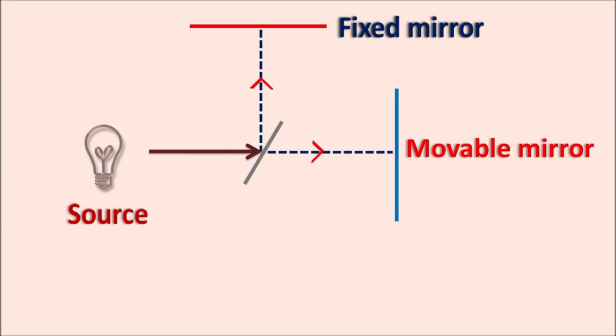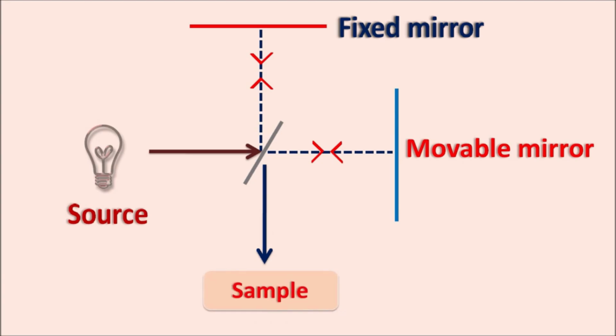Once this radiation strikes the mirrors, it is reflected, from the fixed mirror as well as from the movable mirror. Now what will be the path difference? Suppose the fixed mirror and the movable mirror are at equal distances from the beam splitter, then the path difference is 0. Because the path difference is 0, the two reflected beams are combined and transmitted perpendicular to the interferometer. Now this radiation is passed into the sample, and finally it reaches the detector.